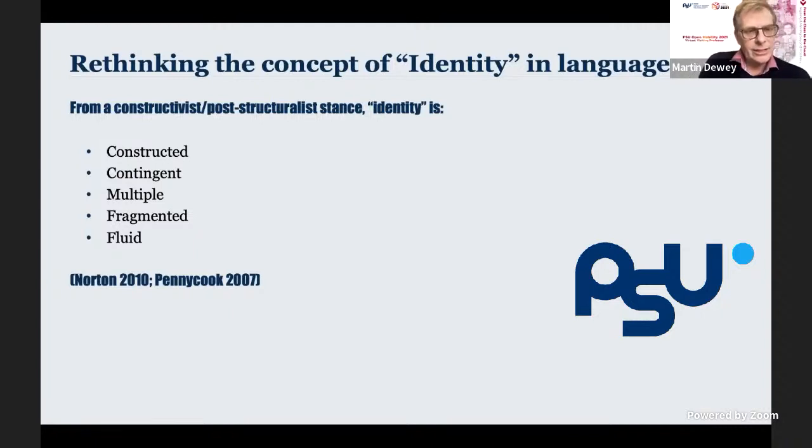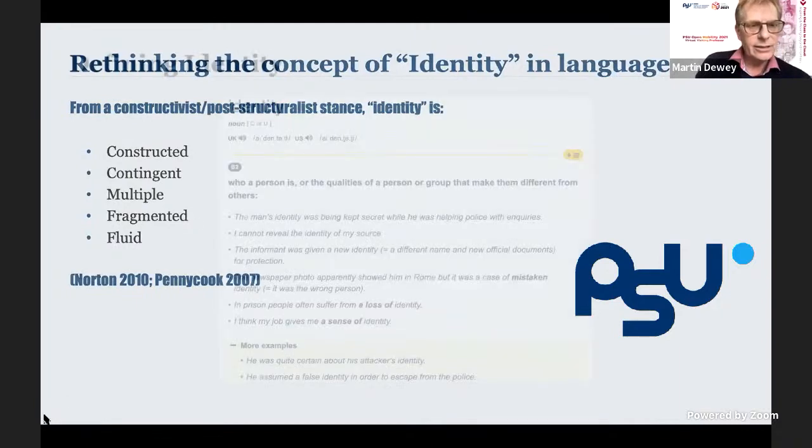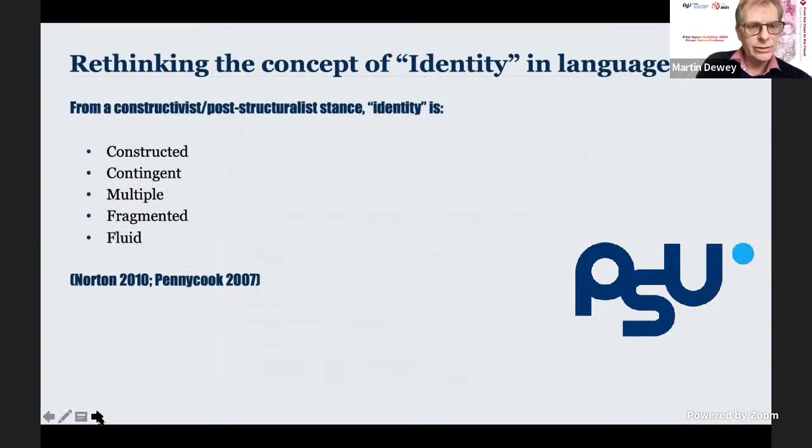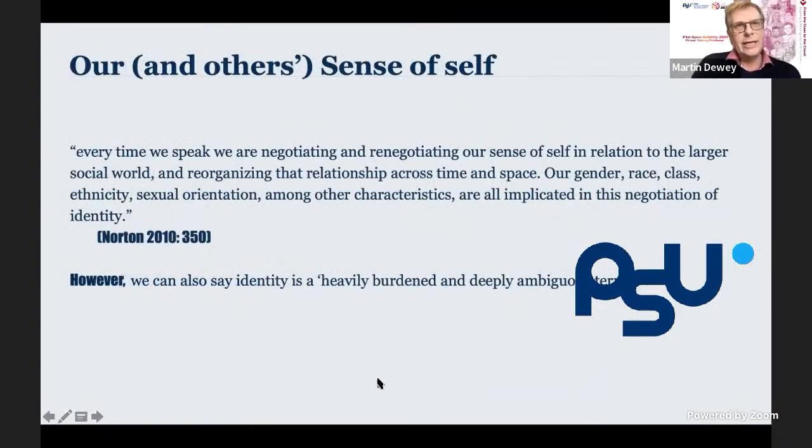So we could also say that identity is contingent. So in other words, it depends on who we are, where we are, what we're doing, what role we are performing in a given context. And so in essence, we all have multiple identities, and the concept of identity is more fluid than this dictionary definition would suggest. And this has been really important in language research. So we've looked at identity in this more fluid, constructed way.